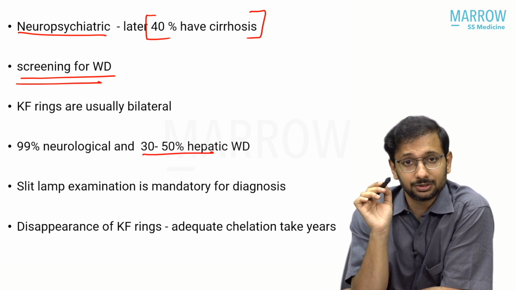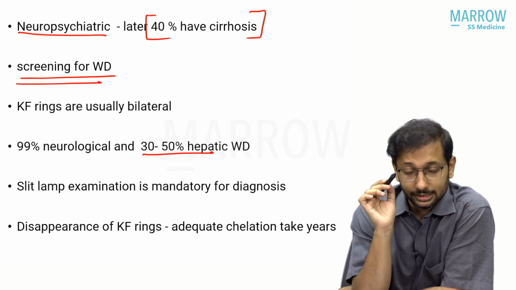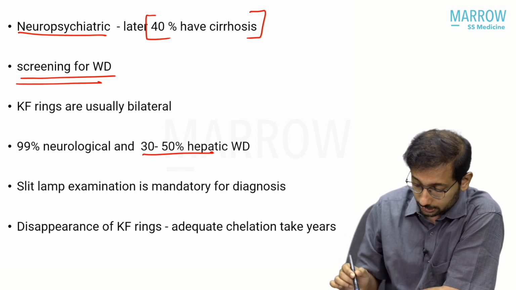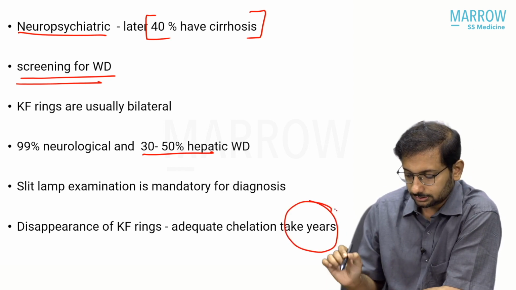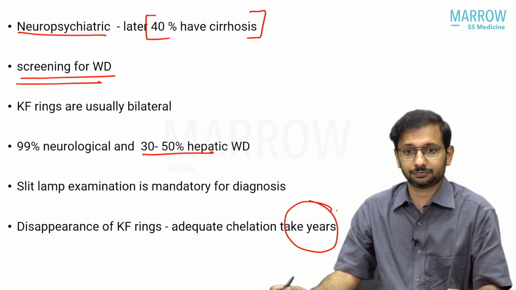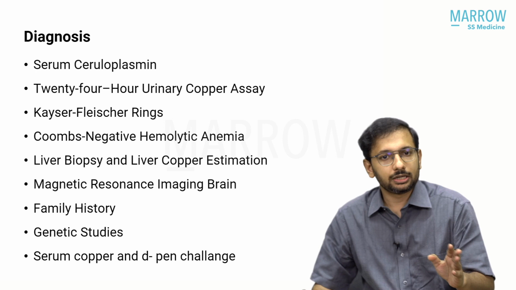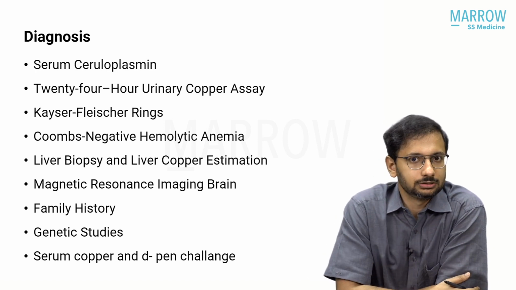Slit lamp examination is mandatory for diagnosis so that you can demonstrate copper in Descemet's layer, and disappearance of KF ring is possible with chelation, but it takes years. So, just because you have an absent KF ring does not rule out Wilson disease. So, now we come to how to diagnose Wilson disease. Now, diagnosis is not straightforward with respect to Wilson disease.